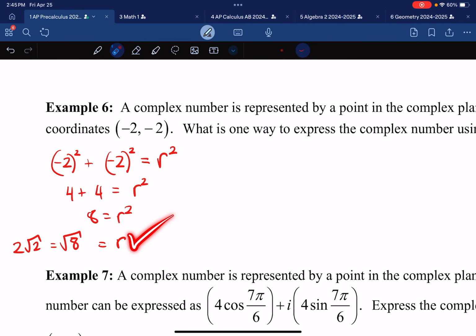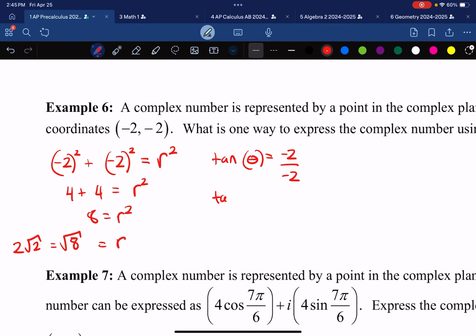So we have the radius, check. We need theta. So to find our angle, we say that tangent of that angle, theta, is equal to the y-coordinate divided by the x-coordinate. Well, the y-coordinate is -2 and the x-coordinate is -2. Therefore, I'm essentially saying, where do we have a tangent where we're equal to 1?